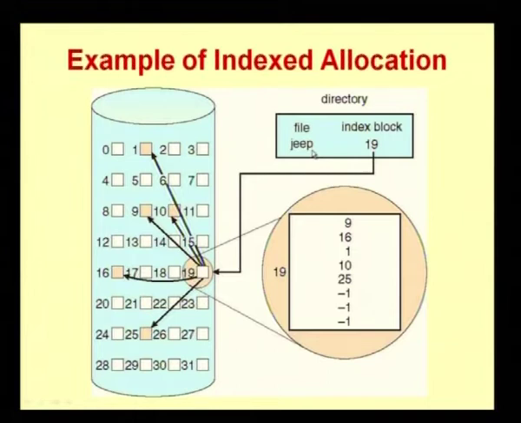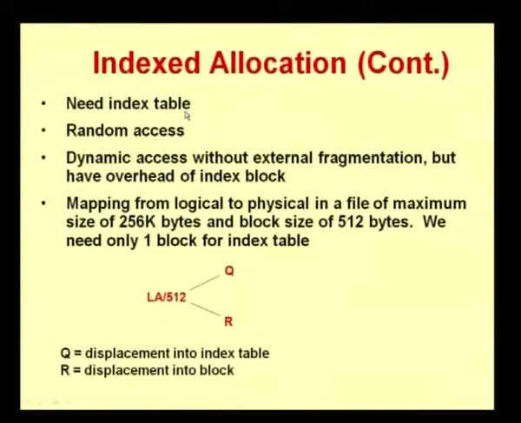Now let us see the advantages of using indexed allocation, step by step. The first is that it requires an index table. The second is that it allows random access. Third, dynamic access without external fragmentation, but with the overhead of the index block. What do you mean by fragmentation? I will explain shortly.